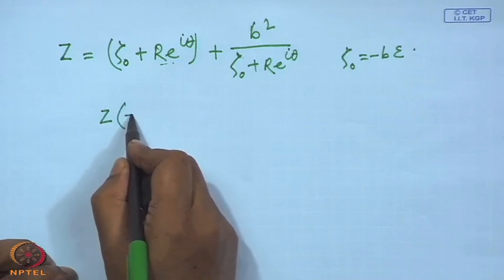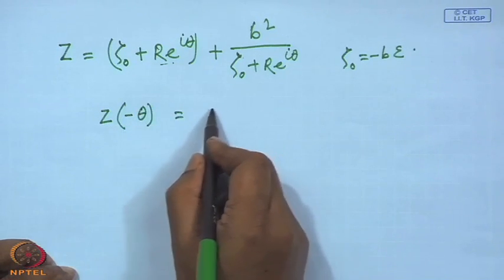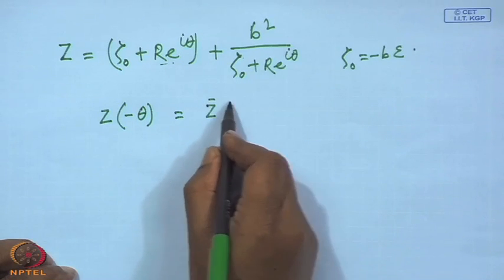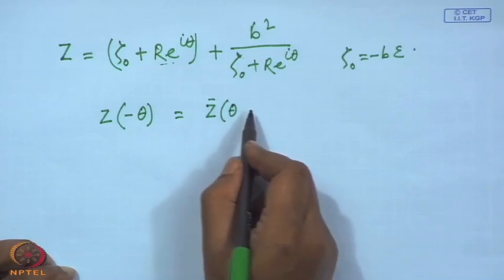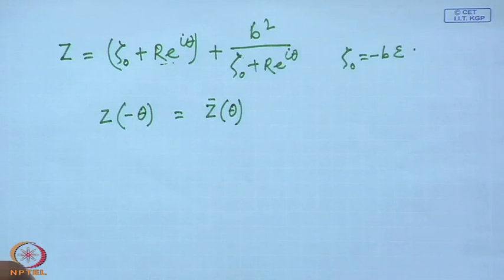And this gives z of minus theta is the complex conjugate of z of theta. And what does it mean? What is the meaning of this?